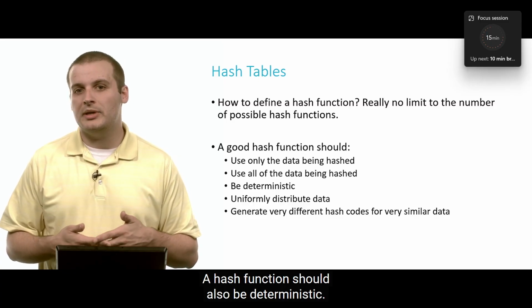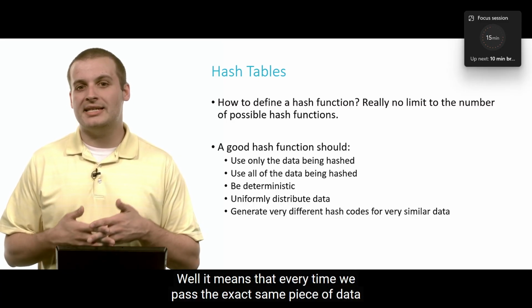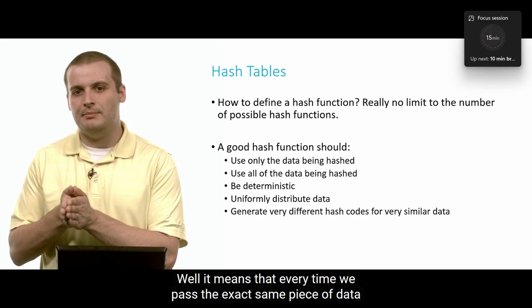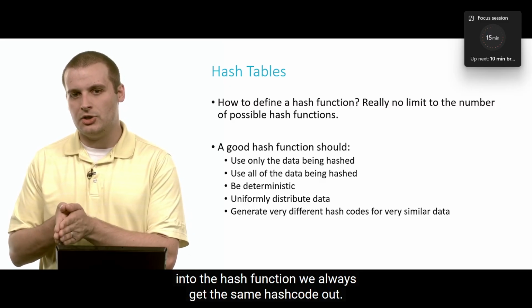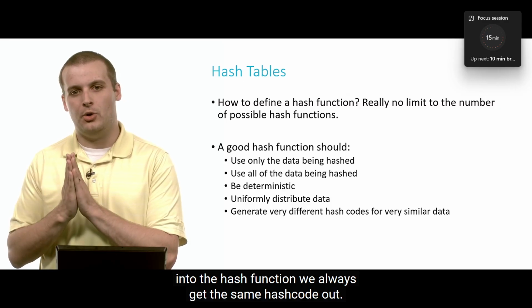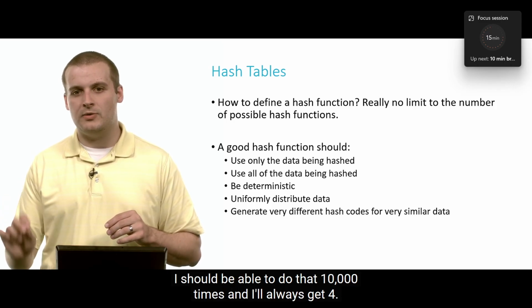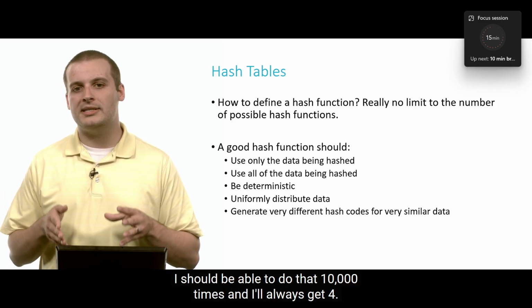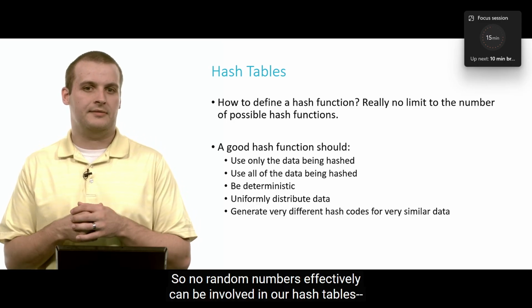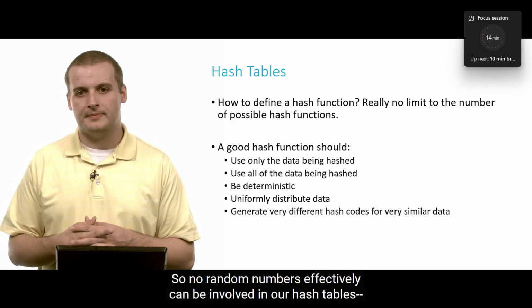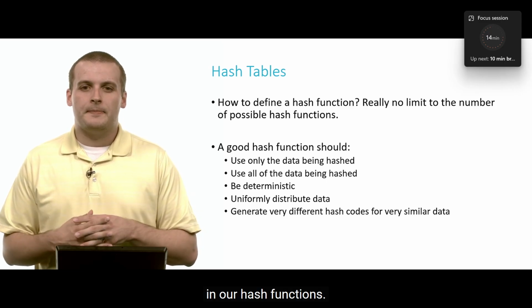A hash function should also be deterministic. What does that mean? Well, it means that every time we pass the exact same piece of data into the hash function, we always get the same hash code out. If I pass John into the hash function and I get out 4, I should be able to do that 10,000 times and I'll always get 4. So no random numbers effectively can be involved in our hash functions.